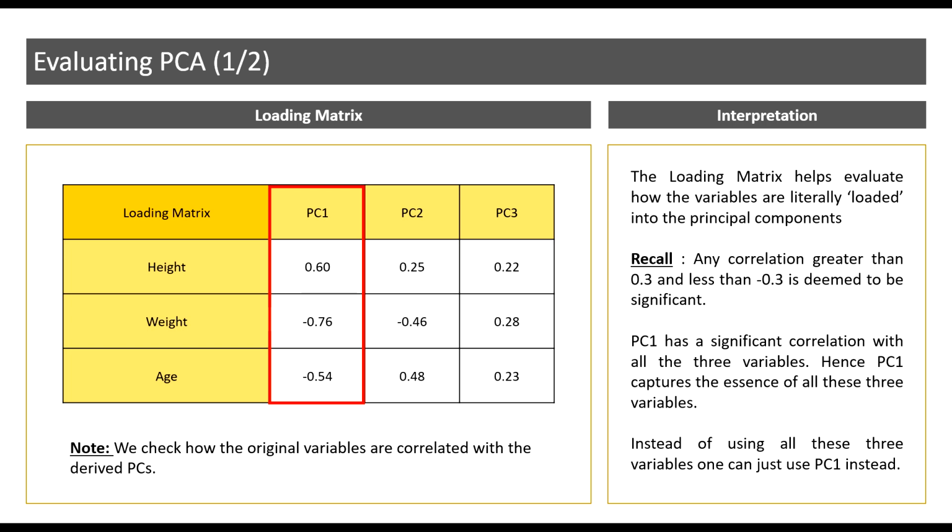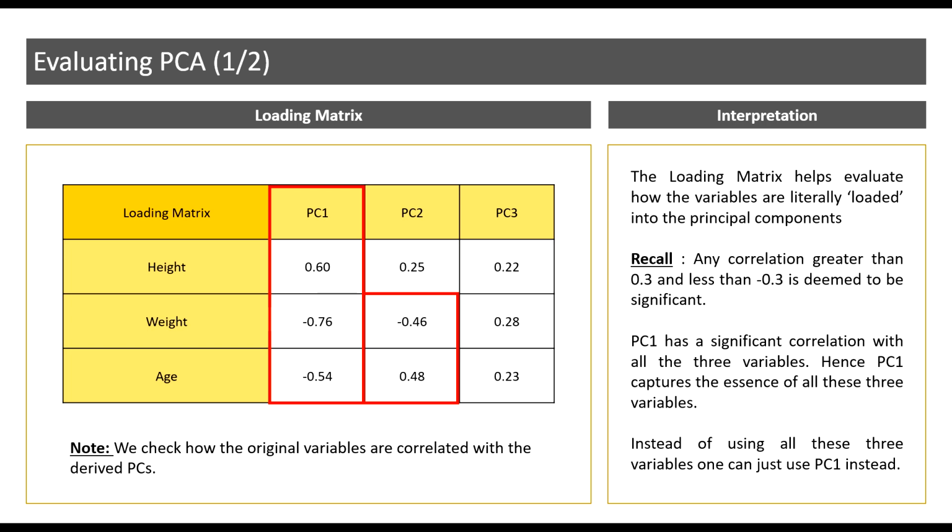We can now safely conclude that PC1 is strongly correlated with all these three variables. Since it has a strong correlation with all the three variables, we can confidently say that PC1 captures the essence of all these three variables. So instead of using three dimensions, that is height, weight, and age, I can choose to just use one dimension, that is PC1. Now, let us take a look at the second and third principal components.